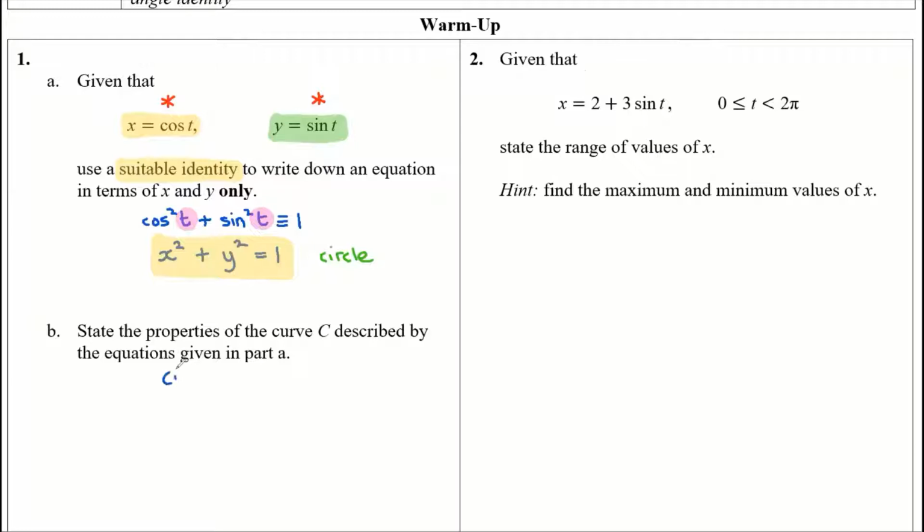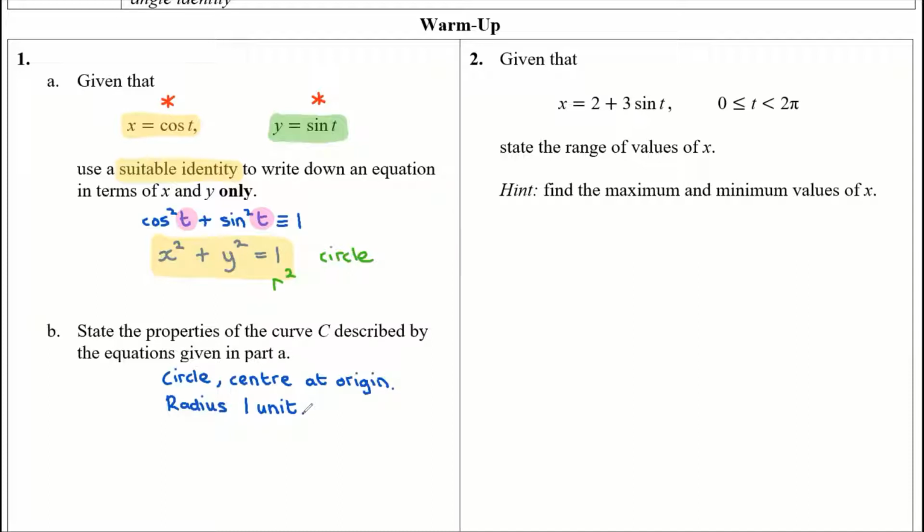Let's write it down properly. Circle, center at the origin, because there's no translation in the x or y direction. And also the radius corresponds to the right-hand side. If you remember, of course, that this is r squared over here, the radius squared, so the radius must be 1 unit. Okay, so I hope that makes sense.